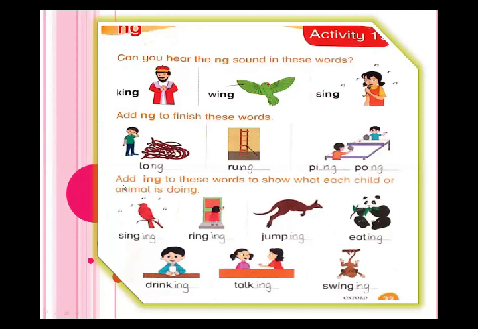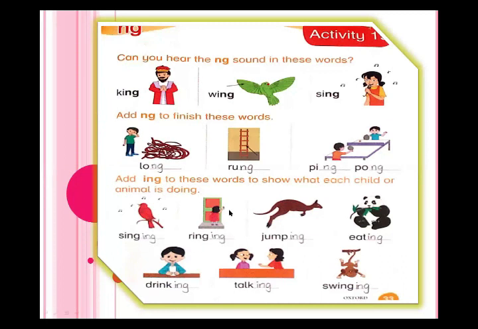Okay, now here we will put ing with the verb, with the action. Here are some animals and here are some people. The people and animals are doing some work, doing something. When the action, when the verb is in progress, we put ing with the verb. So here is the bird. The bird is singing. Here is sing. We will add ing. Sing, ing, singing.